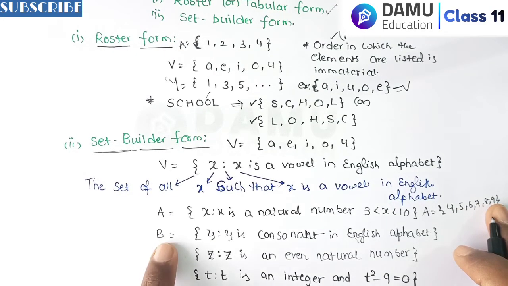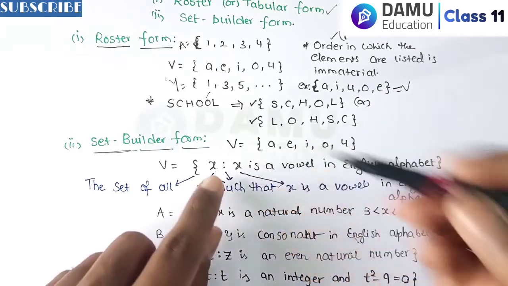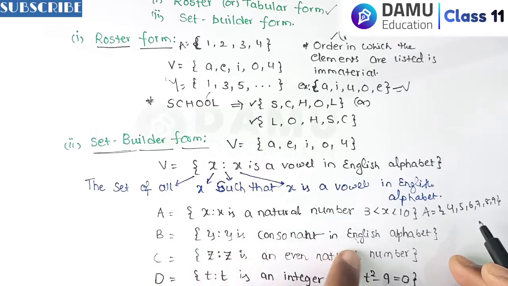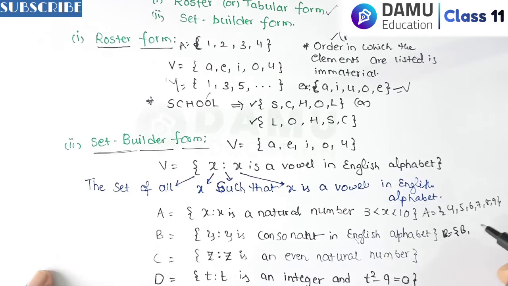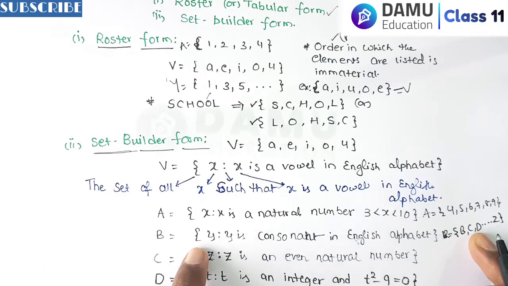Next one, B. So B is equal to the set of all x. Don't forget one condition: you can't only write x, you can write any letter of the alphabet. So the set of all y such that y is a consonant in the English alphabet. Let's write B, C, D up to Z. So here we will get consonants only. I will write all the consonants here.